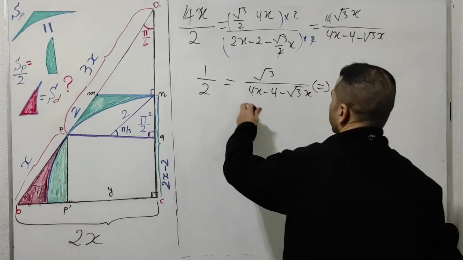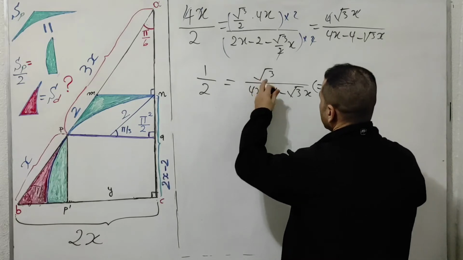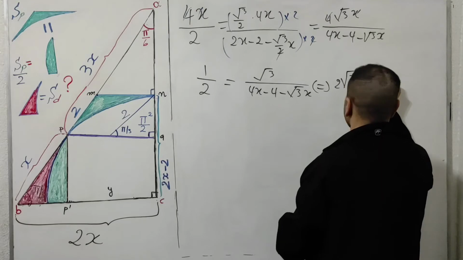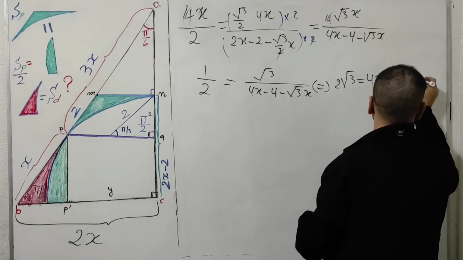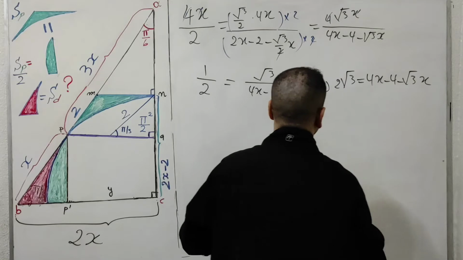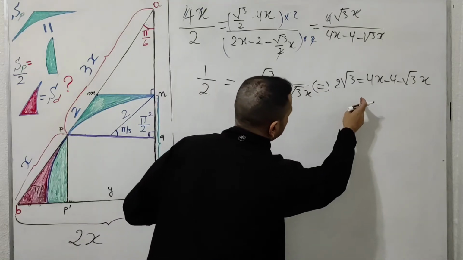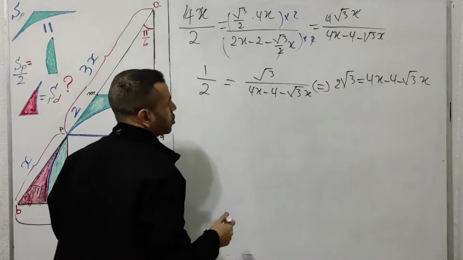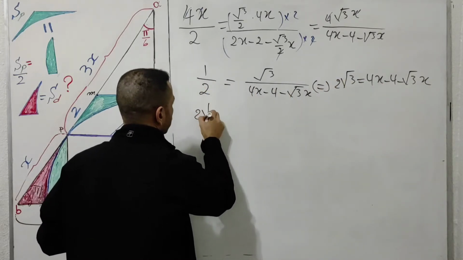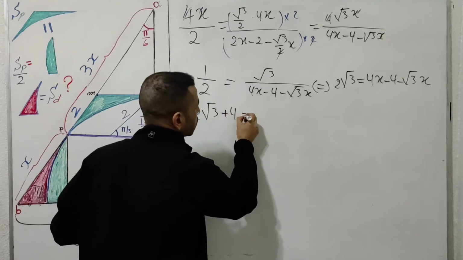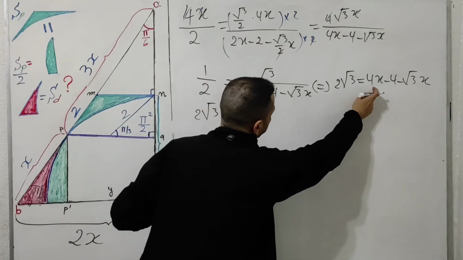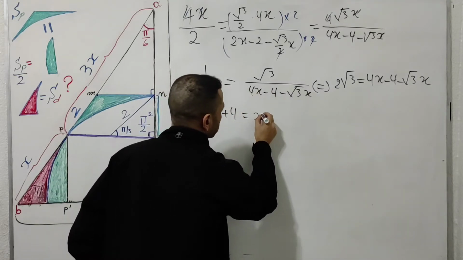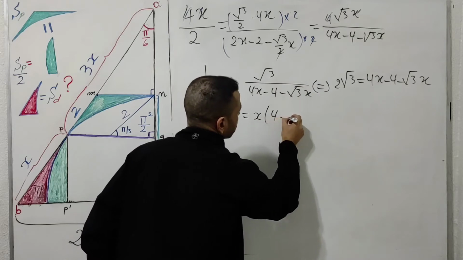Equivalently, I'm going to multiply side by side. I will get 2 square root of 3 equal to 4x minus 4 minus square root of 3 x. Okay? So now I'm going to take this minus 4 to the left hand side of this equation. I will have 2 square root of 3 plus 4 equal to, taking x as a common factor for both terms, x multiplied by 4 minus square root of 3.